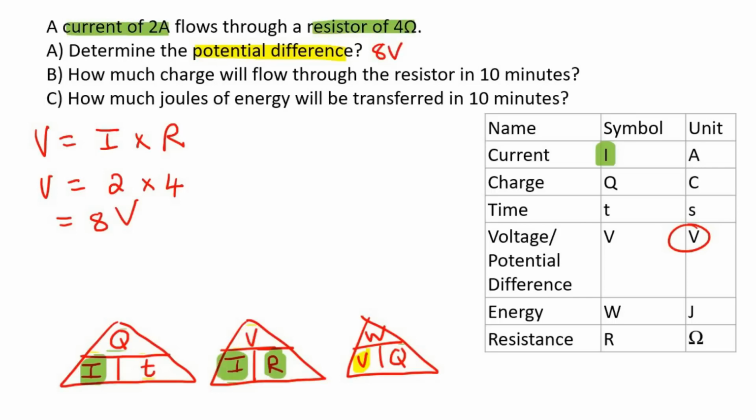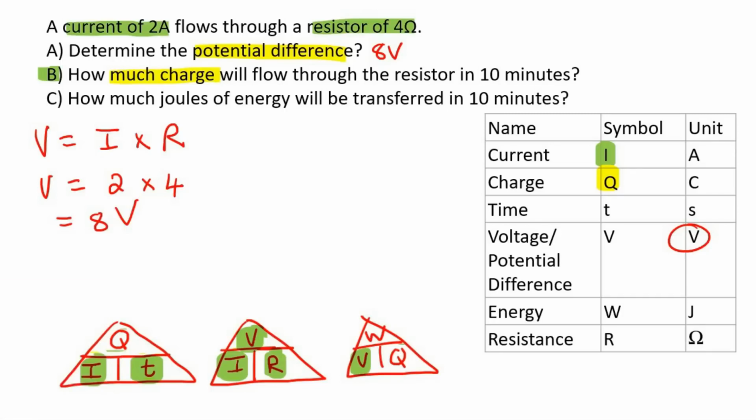So now we can go and highlight all of the V's in the triangle, okay, because we have the voltage now. The next question says how much charge. Okay, so Q, what is the Q? How much charge will flow through the resistor in 10 minutes? Okay, so they're giving us the time. So we have the time, so we can go highlight the time. Time is... oh yeah, we've got that one. And then it says how much charge will flow. Okay, so they're looking for charge.